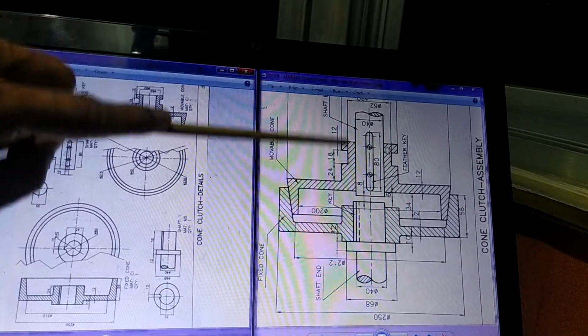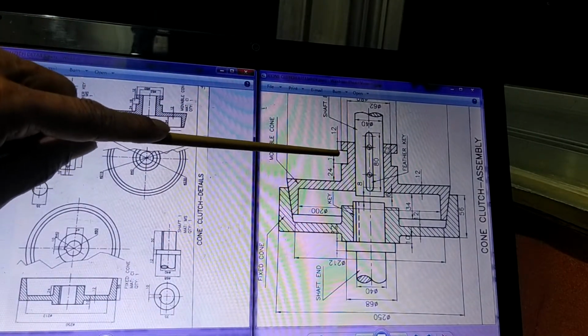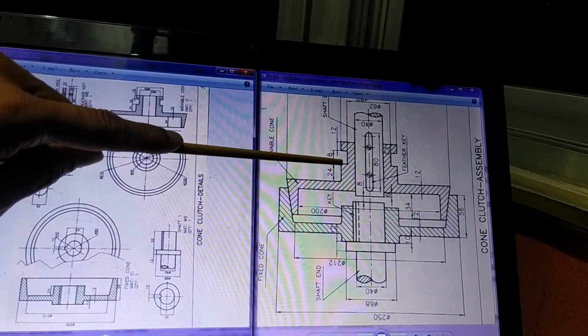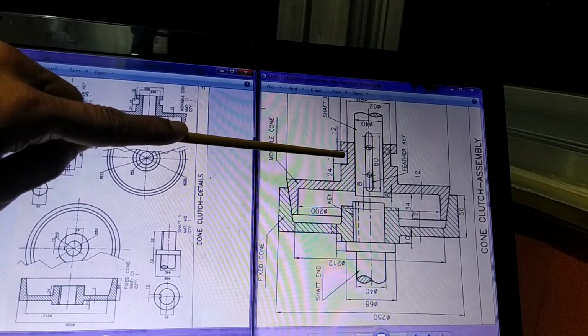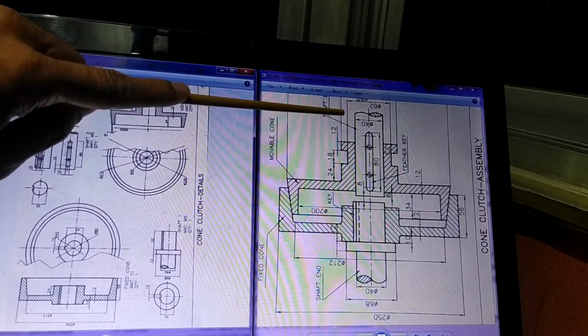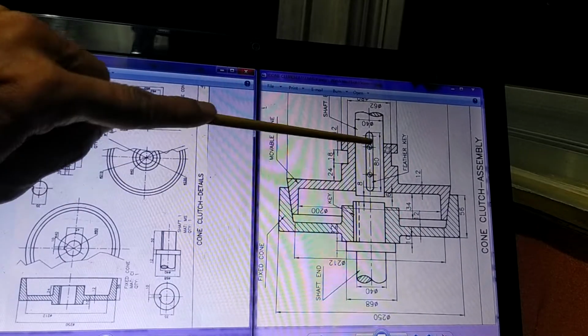Now when you don't want the power to transmit, what is done is, there is a cutout given here. Through this slot there is some lever. When you operate the lever, this lever is useful for pulling this particular sleeve back. So when you pull this up, then the contact is broken. So these 2 cones are not in contact when you lift this up.